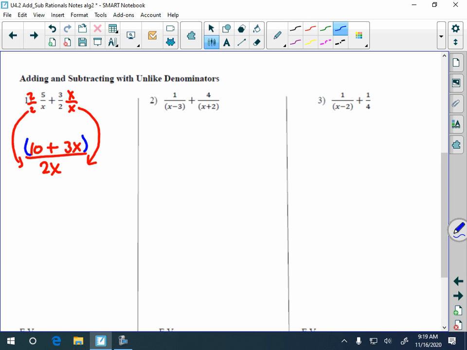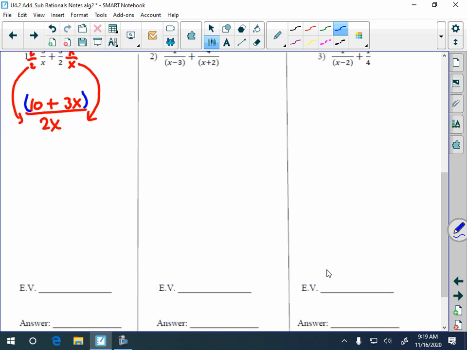Okay, again, don't try to cancel the x's out, or the 2 and the 10. That 10 plus 3x is a binomial, so you can't cancel anything out. So that's going to be it. Right, so that's going to be our final answer, 10 plus 3x all over 2x. I'll keep that in parentheses.